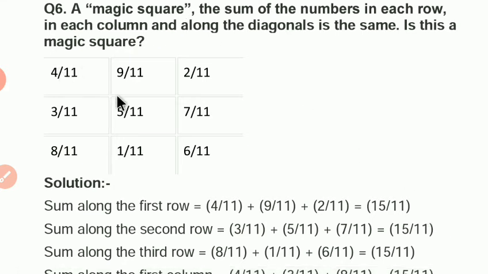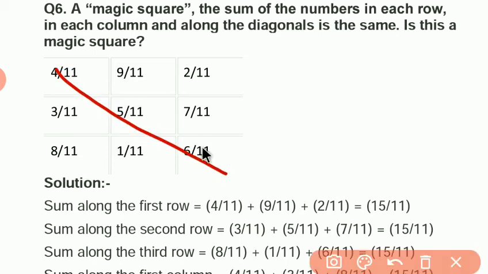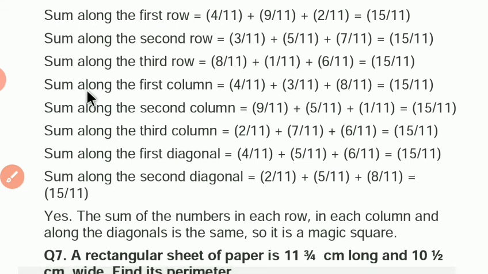The next step is to find the sum of diagonals. Diagonal is this one: 4 by 11, 5 by 11, 6 by 11. And the second diagonal is 7 by 11, 2 by 11, 5 by 11 and 8 by 11. So first we'll find the sum of the first diagonal. 4 by 11, 5 by 11 and 6 by 11. If we add, we'll get 15 by 11. Same way we find the sum along the second diagonal, and we'll get the same answer, 15 by 11.